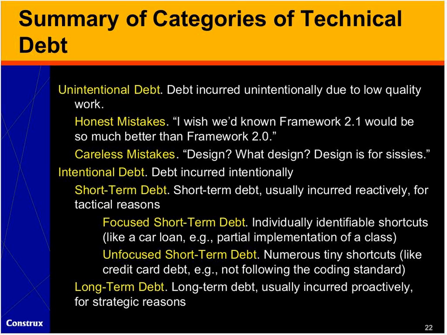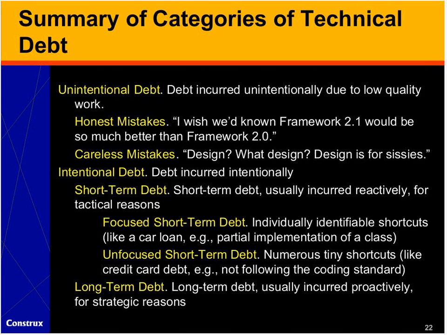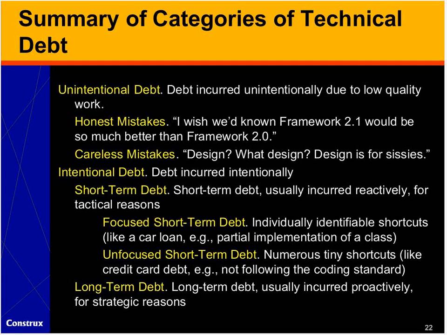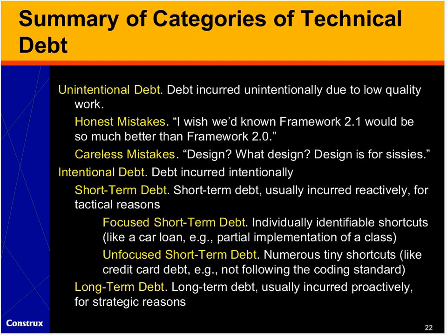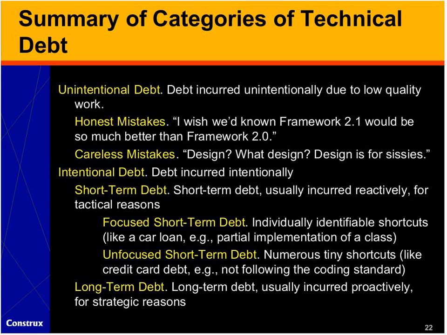Intentional debt is debt that we incur on purpose, and this, I think, is useful to break down into short-term debt and long-term debt. Short-term debt we usually take on reactively for tactical reasons, typically in order to support getting a particular release out the door in a particular time frame. And I think in short-term debt it's useful to differentiate between focused short-term debt, which are individually identifiable shortcuts. That is, per the earlier example, we're not going to try to reconcile these two databases before we ship. We'll reconcile them after we ship.